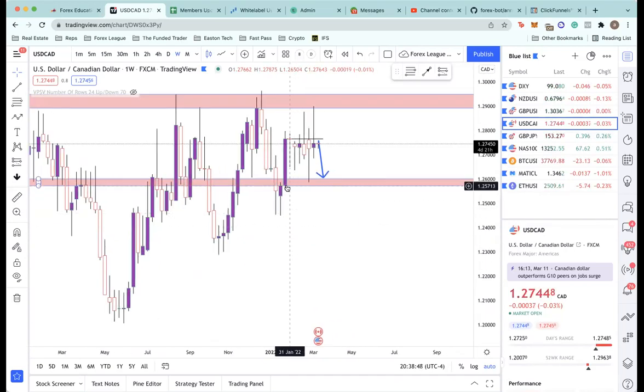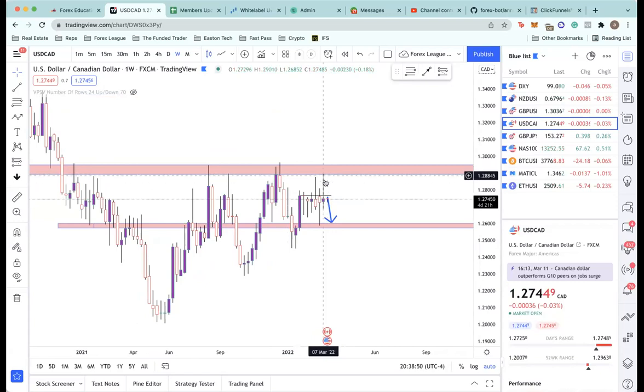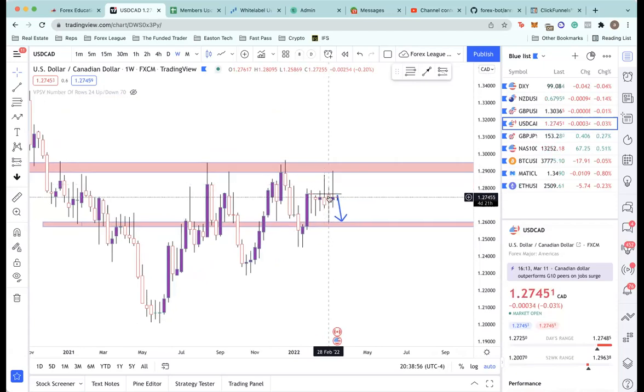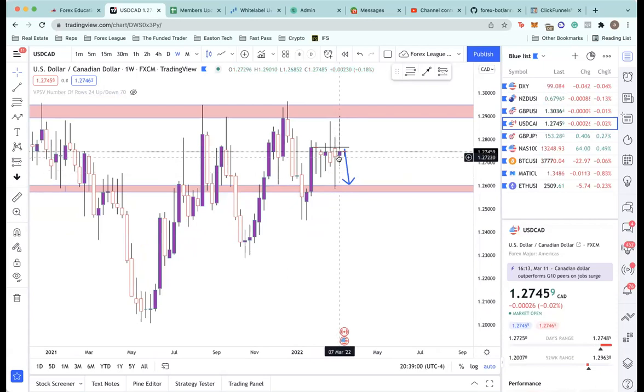USDCAD has been messing around in this zone for literally the last seven weeks. Been literally just chilling in this zone right here. Last week, it pushed to the upside, which was very surprising, and grabbed at this 129 level.